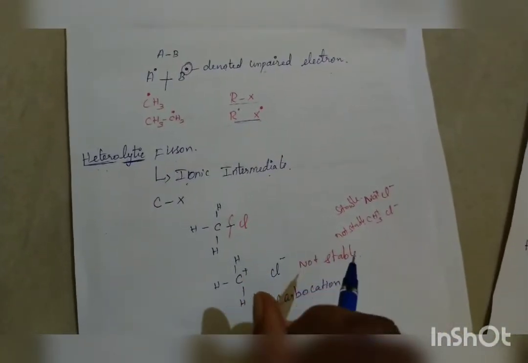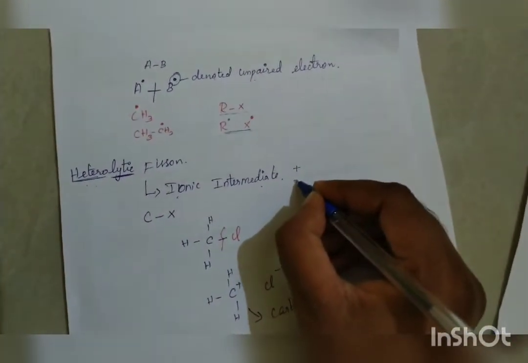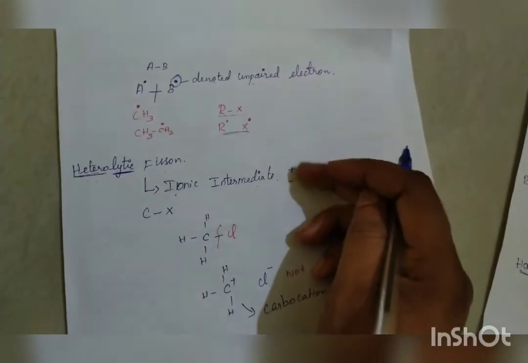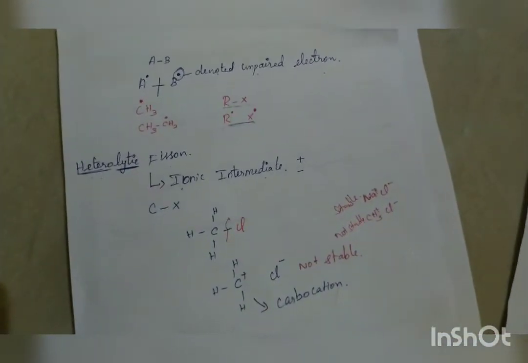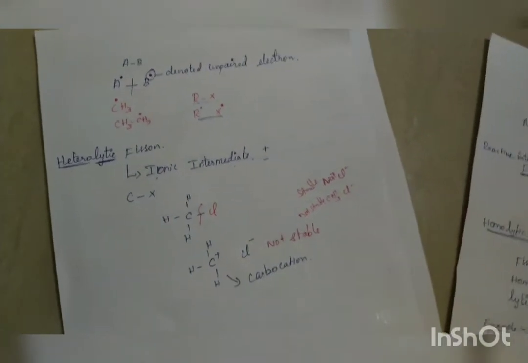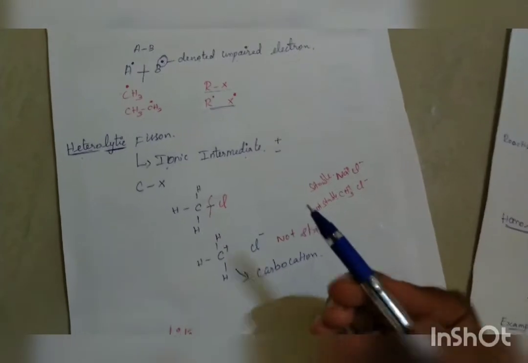How many types of ions are possible? Either positive or negative. Ions are only two types. Here, organic reactions also contain the two types of ions: one is the cation, another one is the anion.